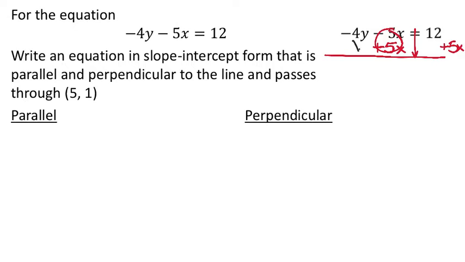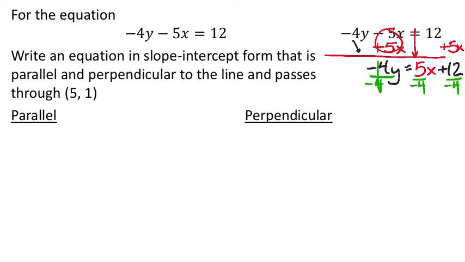I can now drop the negative 4y, which equals, and I'm going to keep this in slope-intercept form order. So I have a 5x, and then a positive 12. That's where that plus sign comes from, because the 12 is positive. If it were negative, I would show it as minus 12. Last thing here, I need to divide all the terms by the coefficient of y, which is negative 4. So that is what I will do.